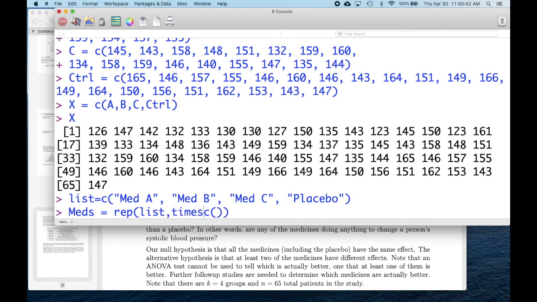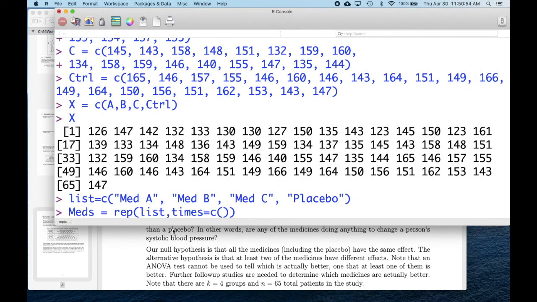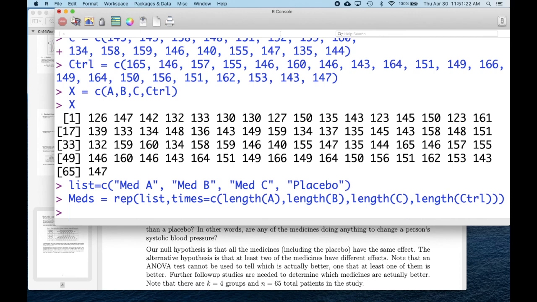And so the number of times that we're going to repeat this is going to be the sample size of each of these groups. So 15, 12, 17, and 21. And you could, if you want, just type in like this, 15, 12, 17, 21. That's a totally fine way to do this. Another way that you can do this, which is a little bit more generalizable, works a little bit better, is you can do the length of A, right? You don't have to compute ahead of time what each of these numbers are. Length of C, and then the length of the control group. Okay, so that's one way to get the meds list.